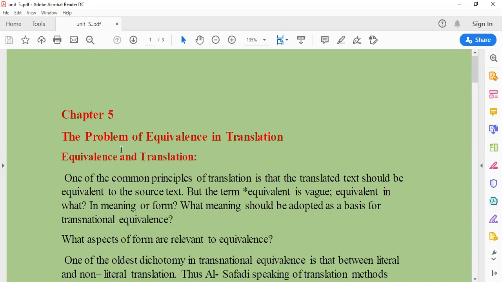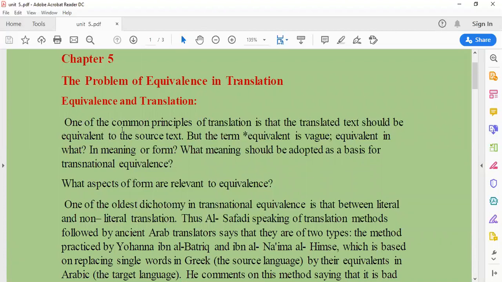The material is called Translation for Evening Study, chapter 5, the problem of equivalence in translation. Equivalence and translation. Equivalence means equivalence between Arabic and English, from Arabic into English, and vice versa.